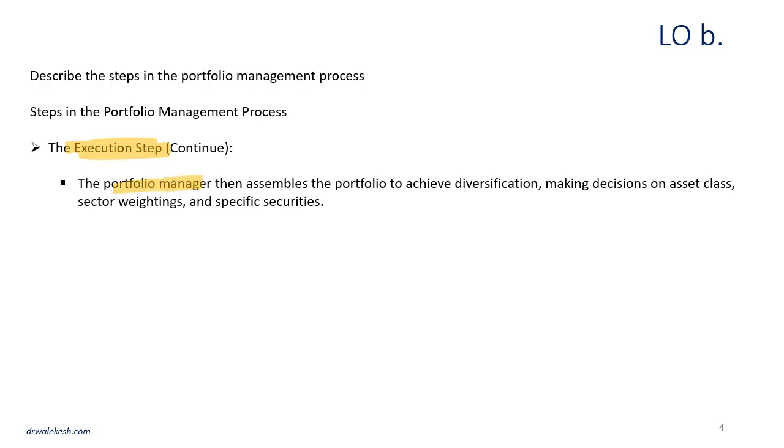Still on the execution step, the portfolio manager will then gather securities in the portfolios in a way that they will achieve diversification benefits, and their aim to achieve diversification benefits will lead them to make decisions on asset classes, sector weightings, and the weightings of specific securities in their portfolio.